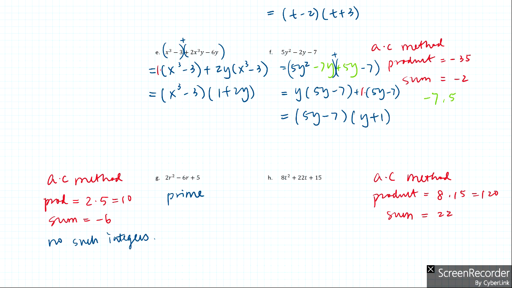Feel free to take your time to look for it instead of continuing the video. We have 12 and 10. That would actually work. Therefore, we get 8t squared plus 12t plus 10t plus 15. Sorry, yep, plus 15, that's right.